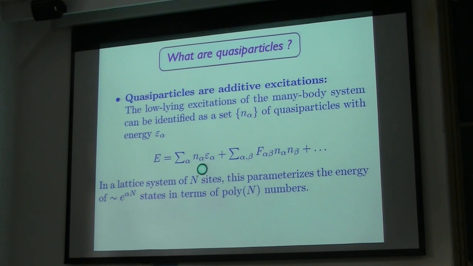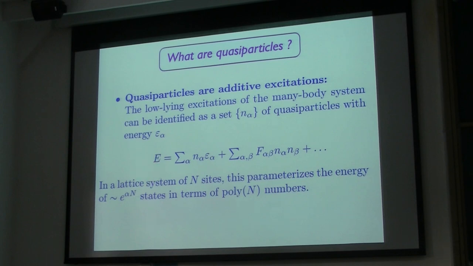So the number of parameters in this energy expression is polynomial in N. Whereas the number of many-body states is exponential in N, because that's the number of choices of n alpha. n alpha for fermions is 0 or 1. And if alpha goes from 1 to N, then the total number of choices is 2 to the N, which is a huge number. So the number of states I can describe with a polynomial number of parameters is exponentially large. And therefore, that's what a quasi-particle is. It's a polynomial parameterization of an exponential number of states.